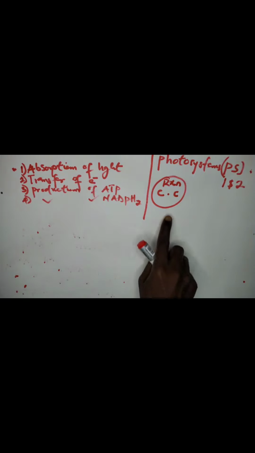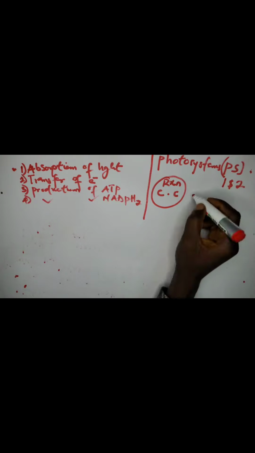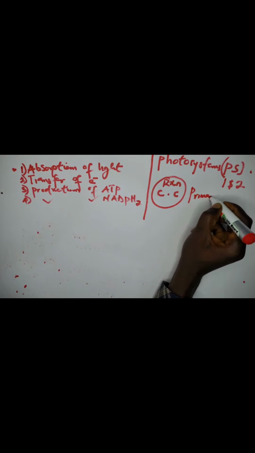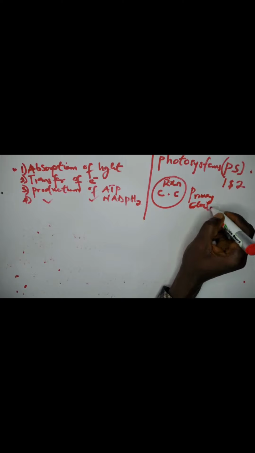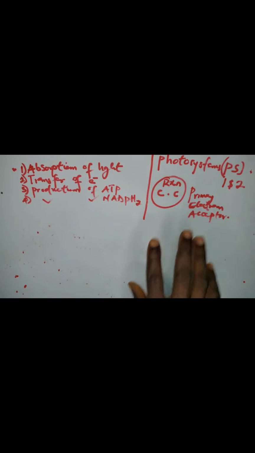Immediately the light strikes the reaction center complex, the high energy excited electron will be transferred to another molecule called the primary electron acceptor. When this is done, it will pass down to several other electron acceptors, and eventually either ATP or NADP is produced. So that is just a summary of what goes on there.